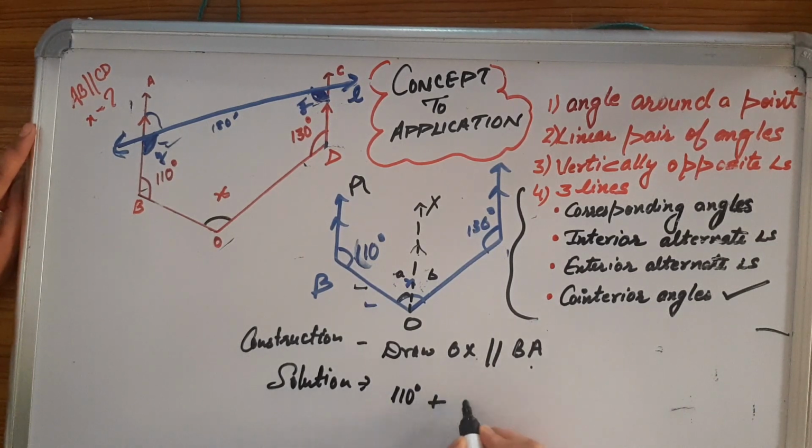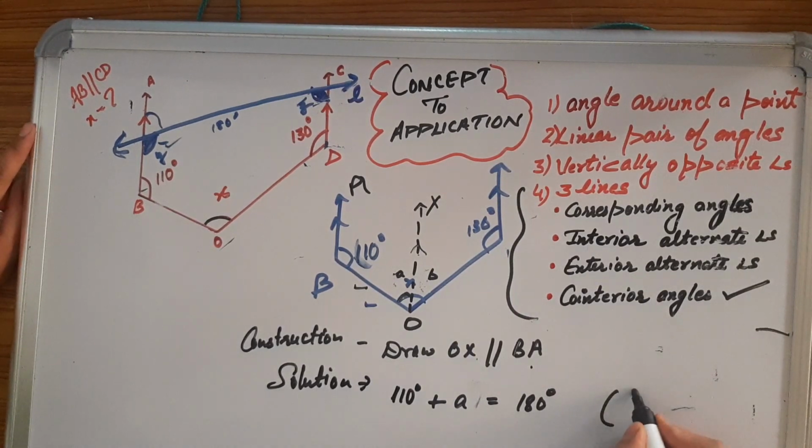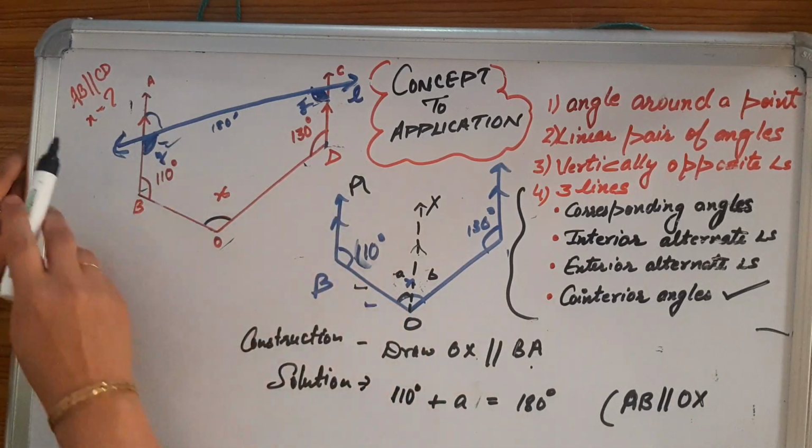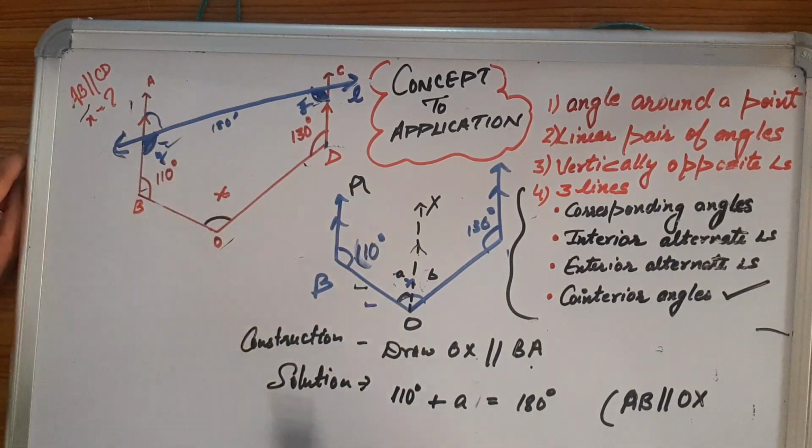110 degrees plus angle A is equal to 180 degrees. And what is your reason? First thing, the lines were parallel. AB is parallel to OX. Just check, are they lines? AB was given as a line, because AB is parallel to CD. We named it AB, that means it's a line. Is OX a line? Yes, it is a line because we drew it with a scale only. OX is a line. AB is parallel to OX.